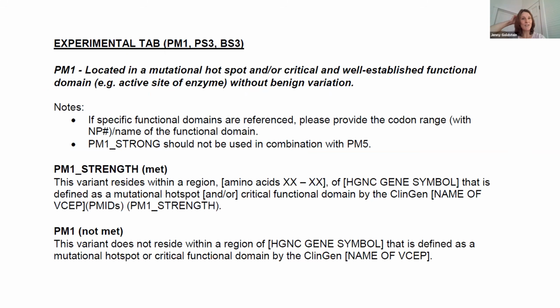And so this is just showing a screenshot of the type of information available in there. For example, for the experimental tab, we give a definition of the code based on the ACMG AMP guidelines, any particular notes that we had, and then standardized text for if the code is met, and then for some codes as well, if the code is not met. We didn't do this for all codes, but for some we did.